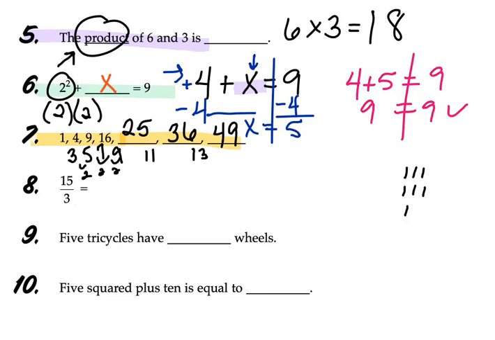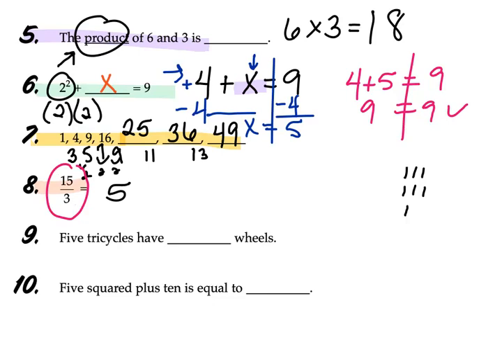All right. Next problem, number 8. 15 split into groups of 3 would be 5. That's like saying 15 divided by 3. We also view this as an improper fraction because the numerator is larger than the denominator. So 15 divided by 3 will give you 5.